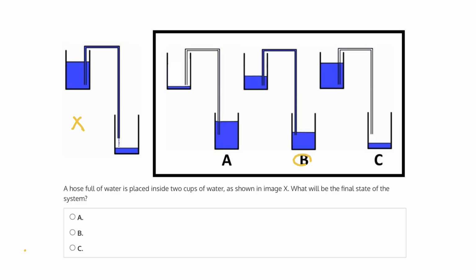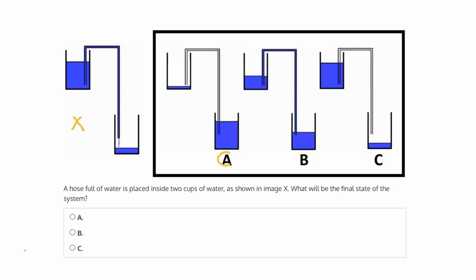Now moving on to B, we see something still incorrect, but a little bit trickier to notice, because we do see that water has been transferred from the top cup to the bottom cup. And as I said, one of the stopping points is when the water level is the same, which it appears to be close to the same. However, we can note that there's still water in the hose, and moreover, in fact, the bottom cup actually has a slightly greater volume than the top cup, which is not possible with a siphon system. So B is likewise not correct.